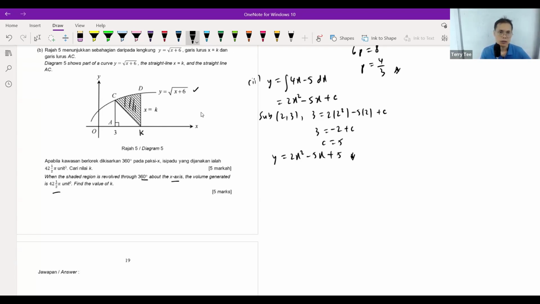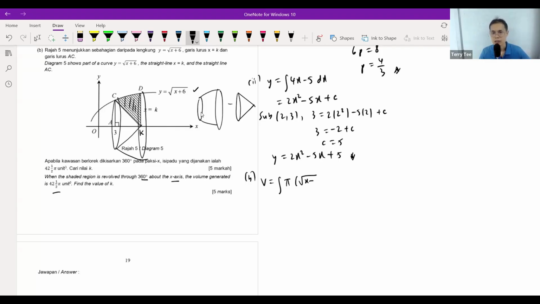42.5 pi. So when you rotate, right, you actually get a cone here. And the second one, you get a curve like this. So it's actually volume of integration minus volume of cone, right? Your integration, remember you have to square the y. When you're rotating about the x-axis, it is pi y squared dx. Your y itself already has a square root here. You square it, dx. The lower limit is 3, upper limit is k. Then you minus the volume of your cone.